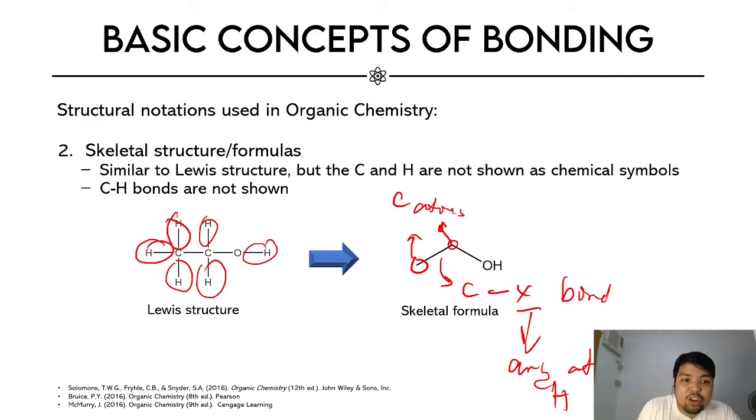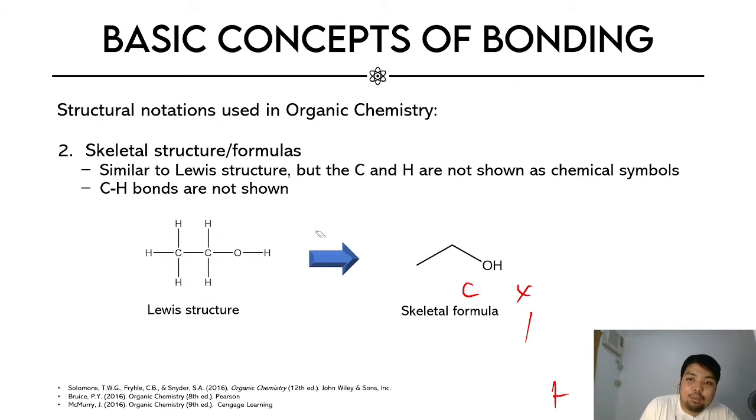Okay, now if the Lewis structure contains atoms apart from carbon and hydrogen, that's only the time when you write the chemical symbol for that atom. So for example, in this Lewis structure, since it has an OH group, you write the OH here. Since the hydrogen here is attached to the oxygen atom, the symbol for hydrogen still appears in the skeletal formula.